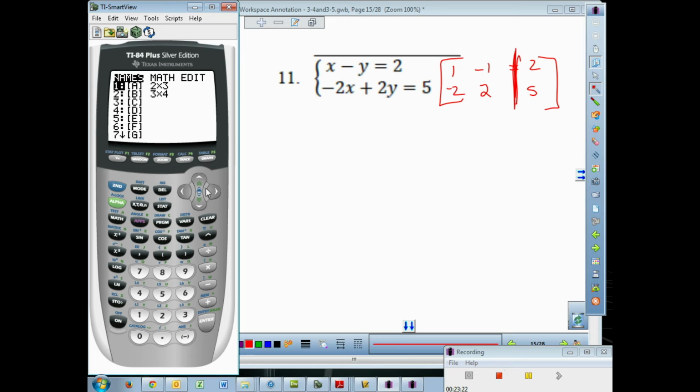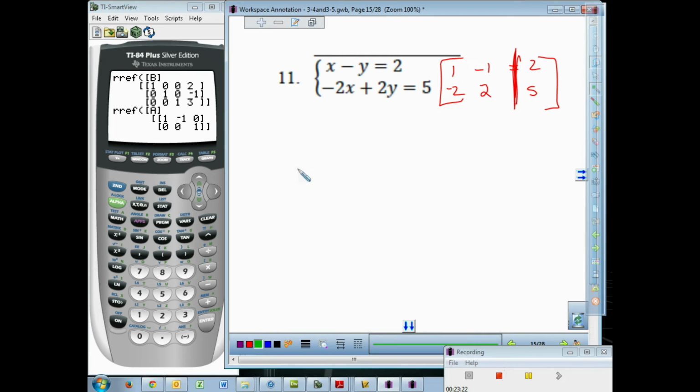Second matrix. Which one do we need? A or B? Write that down. Write that down. 1, -1, 0, 0, 0, 1. Close it up.